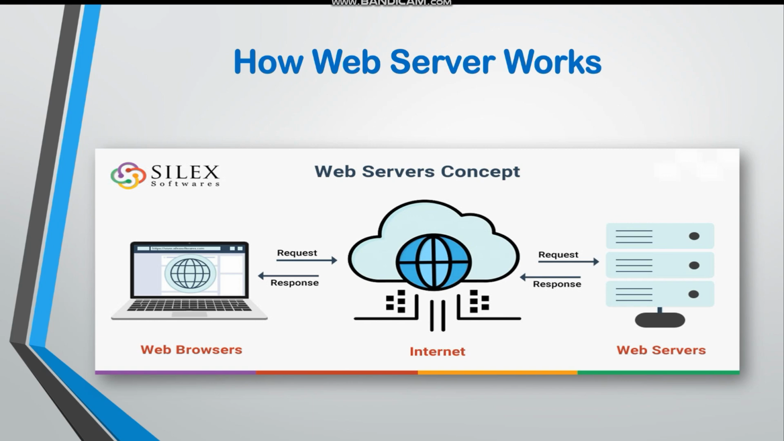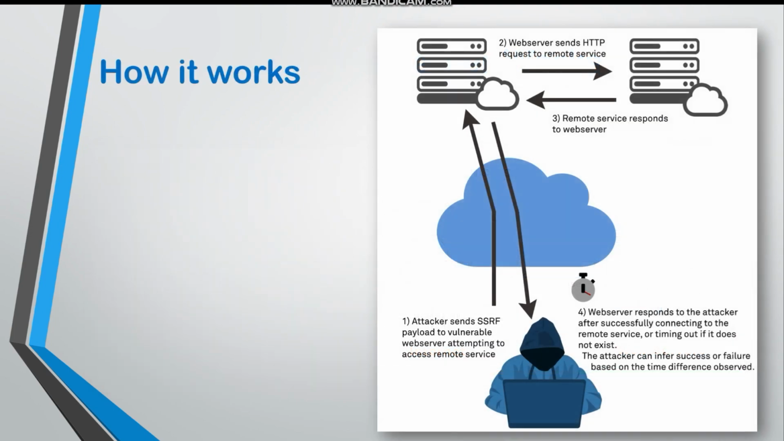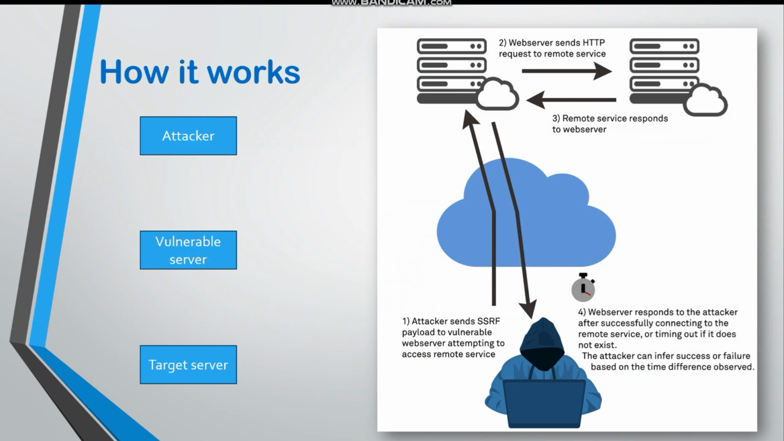Now let's understand how an SSRF attack actually works. In SSRF we have an attacker. The attacker sends the request to the vulnerable web server, and the vulnerable web server sends the request to the target server. You know why the attacker is not able to send the request directly to the target server? It's because the target server contains a WAF, that is, a web application firewall, and these web application firewalls block those malicious requests which were sent by the attacker.